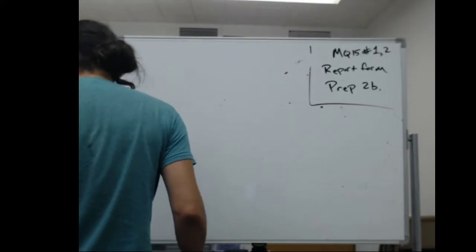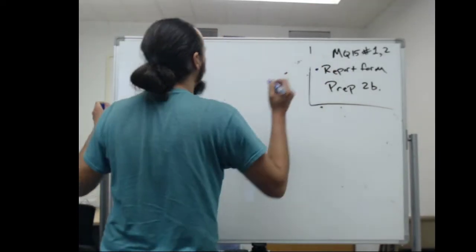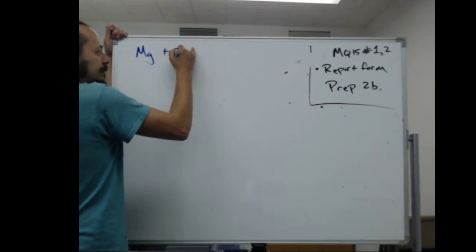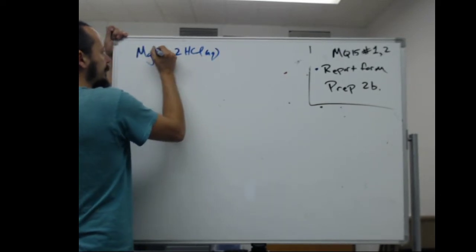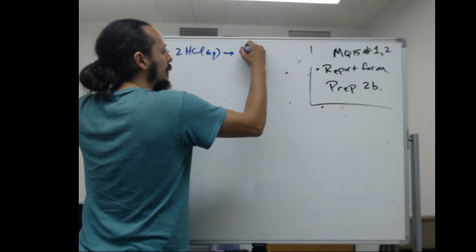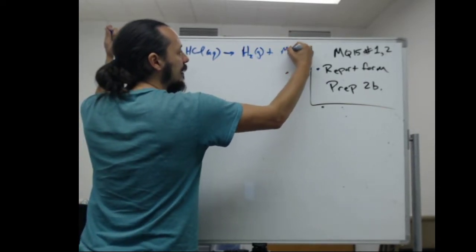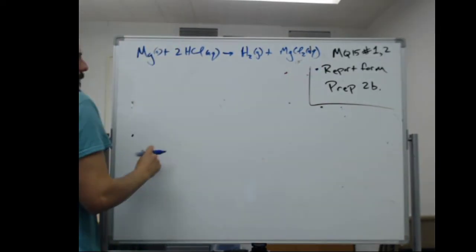So the first thing is we're looking at a reaction. Look at that report form here. We're looking at the reaction of magnesium with HCl. It goes to H2 gas, which is the important thing, plus magnesium chloride, aqueous, that we don't really care about.